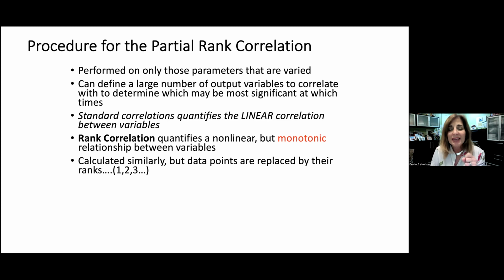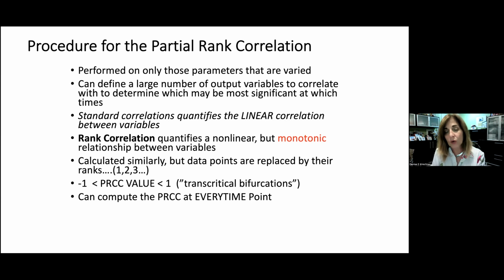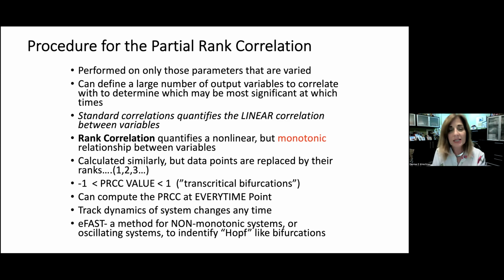Okay. And so the idea is you're quantifying and ranking the runs as opposed to the values, and that's why it's called a rank correlation, and it's partial for other reasons. So what it's going to do is give us values between -1 and 1, which I personally believe are transcritical bifurcations, and I'll tell you guys that later. I believe that this is our link to traditional dynamical systems theory right here. And you can compute these partial rank correlations at every single time point for your model. It changes, of course, because your model changes over time. And EFAST, as I mentioned, is for the oscillatory ones.